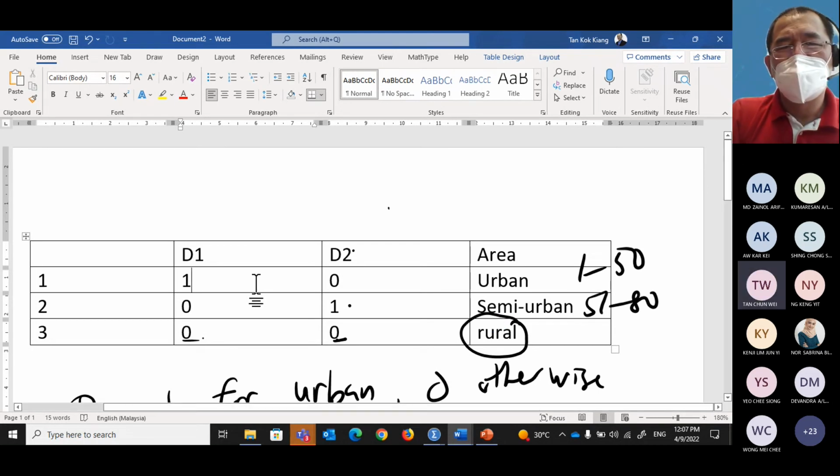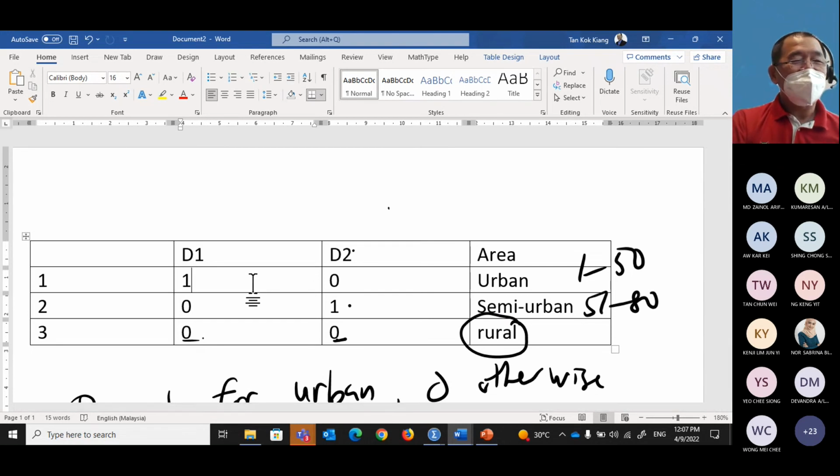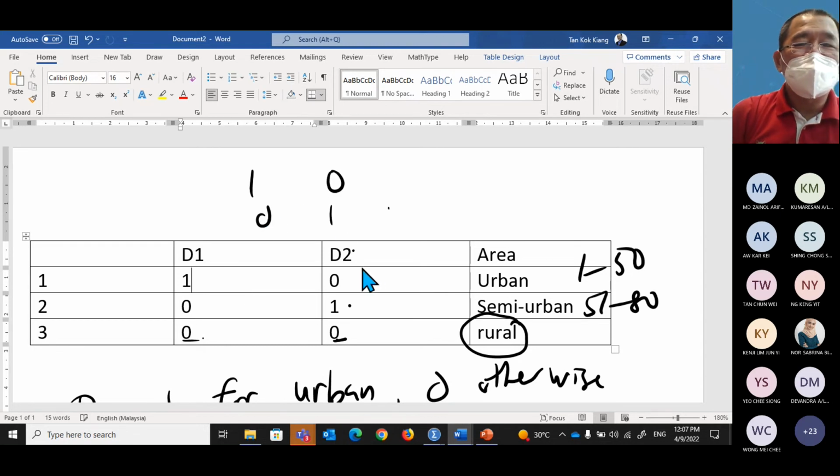This is just an example, for illustration purposes. Because if everything were 1 0 and 0 1, we could not see the three categories. Therefore 1 to 50, 51 to 80, 81 until 100, like that.